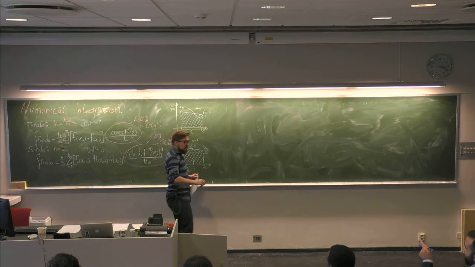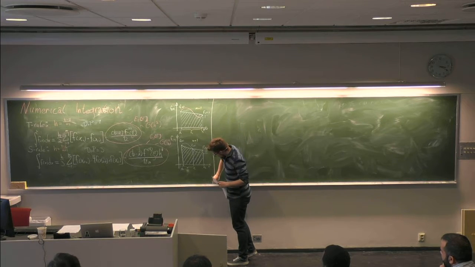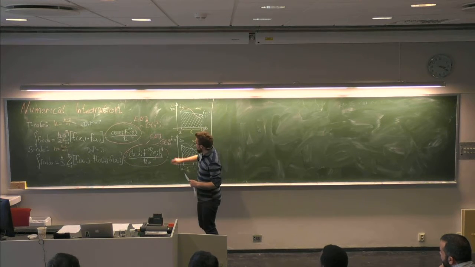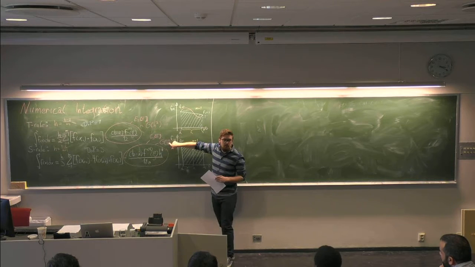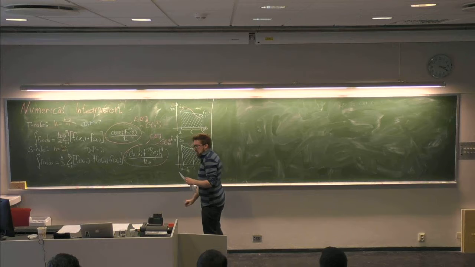How do we get this degree of precision equal to 1 and 3? How can we get it? It's basically just the order of the error minus 1 in these cases.